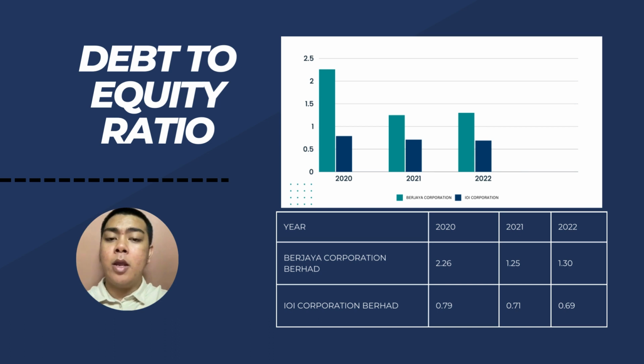However, IOI Corporation Berhad shows a decreasing pattern in the 3 years, when the ratios are 0.79 times in 2020, 0.71 times in 2021 and 0.69 times in 2022. This is because the capital provided by the owner has the ability to pay the debt in 3 years.